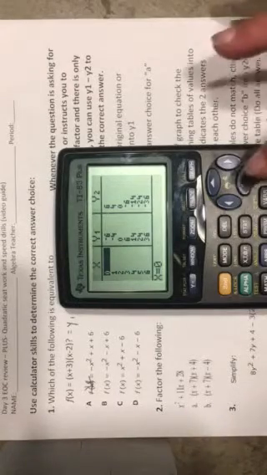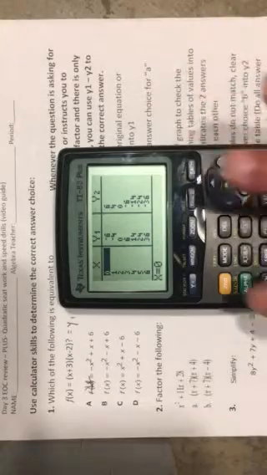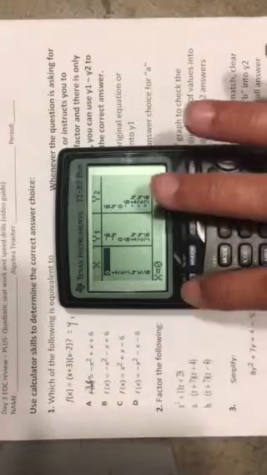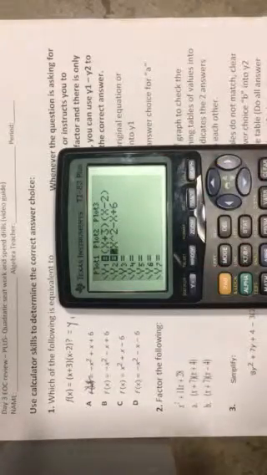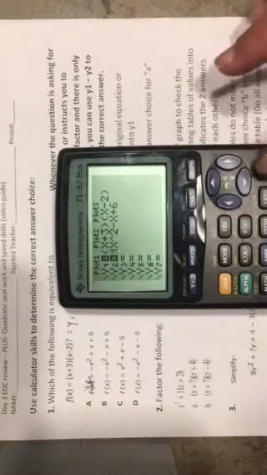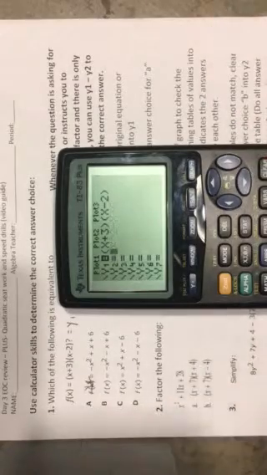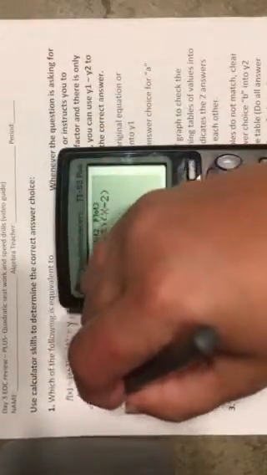Even if you think you found the right one, I would go ahead and put them all in, because sometimes they ask tricky questions about which one is factored completely, and you might have one answer in there that is factored but not completely factored, and it's going to give you the same table as well. So you have to know to keep going and find another one maybe. Clear out y2. It is not A, it is not B.